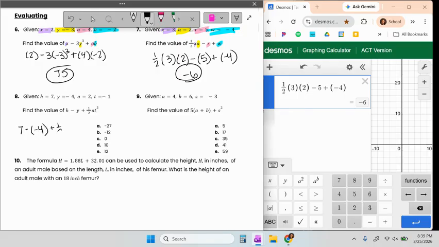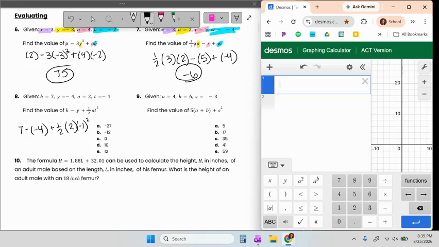-4, 1 squared. Again, type that right into Desmos. And it is definitely important on this one with so many negatives that you are using those parentheses. Okay, and hopefully then for this one, you got 12.